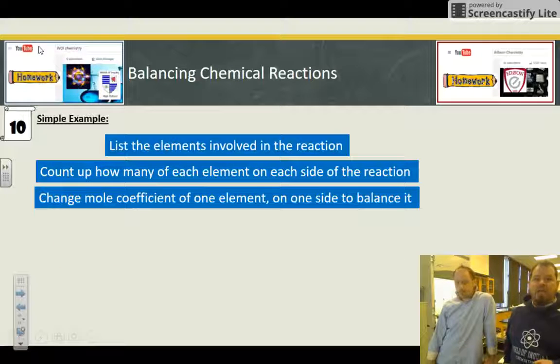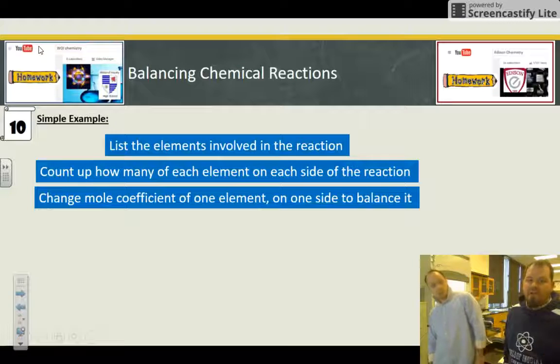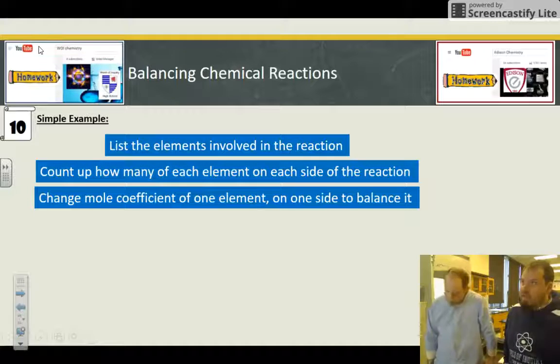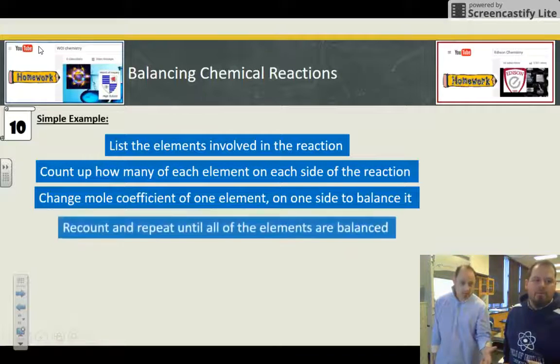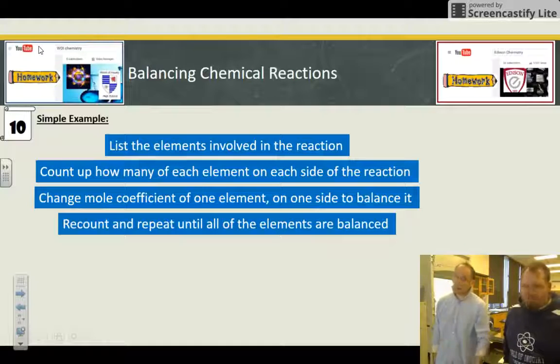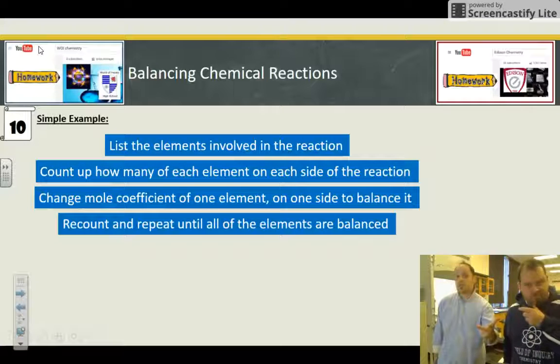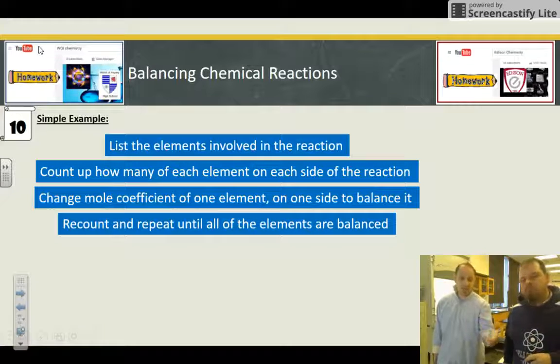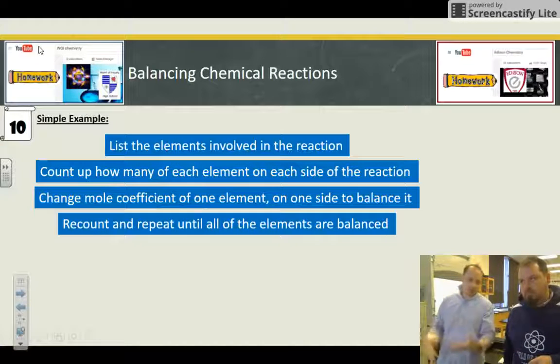And then in order to balance it, we're going to change the mole coefficient of one particular element to make it come up with the total that we need. Count, compare, put in a coefficient, and then repeat. And recount and repeat until all the elements are balanced. That's 4 steps. Count the elements, compare them to see if they match, change a coefficient, and then repeat the count to see if they match. And you just keep going back around until they do. And that's when you know you have a balanced equation.